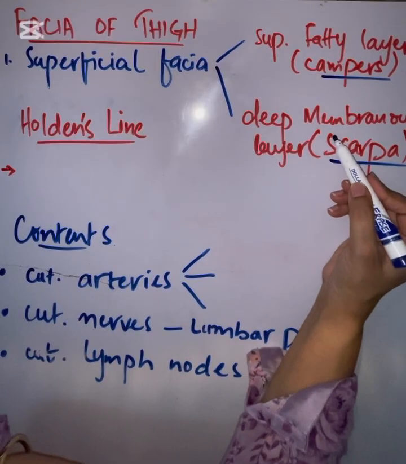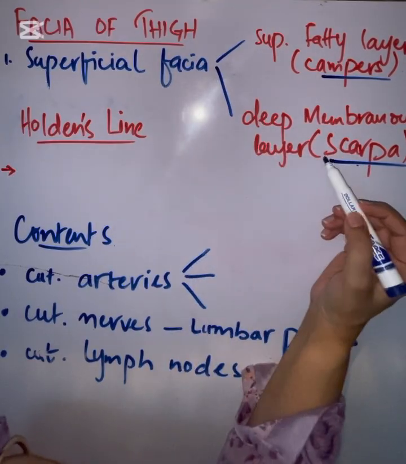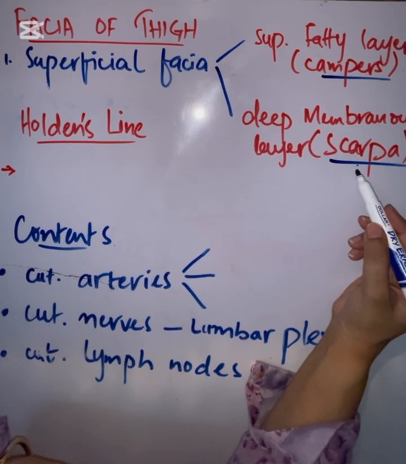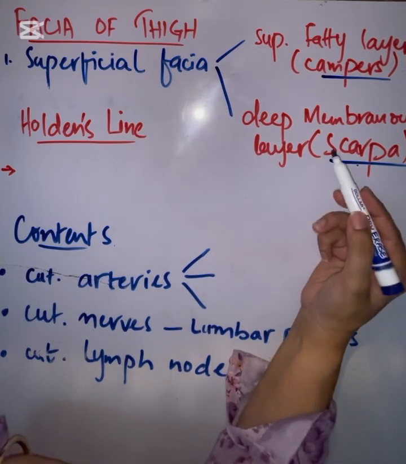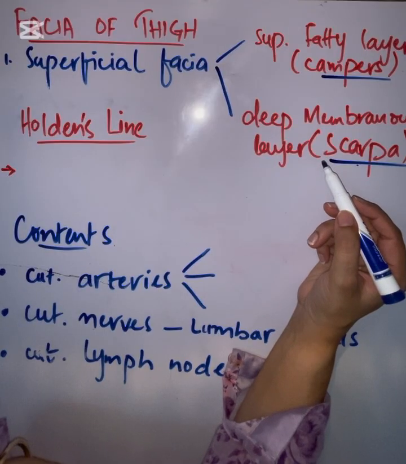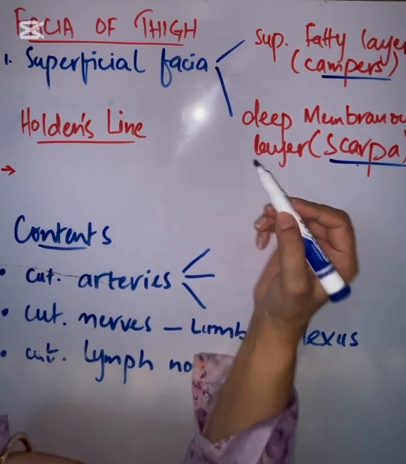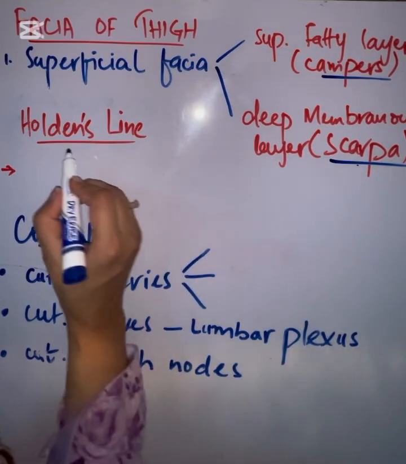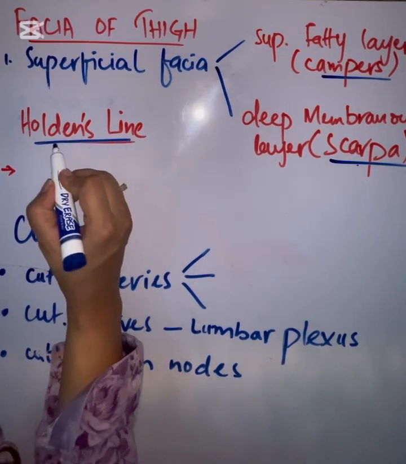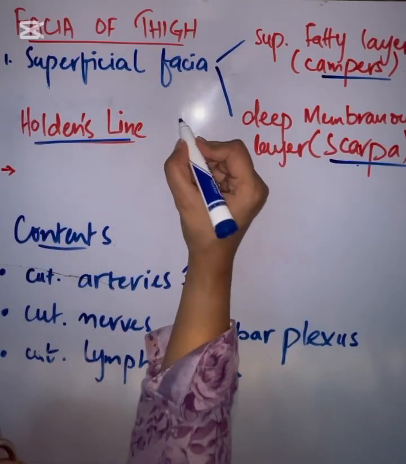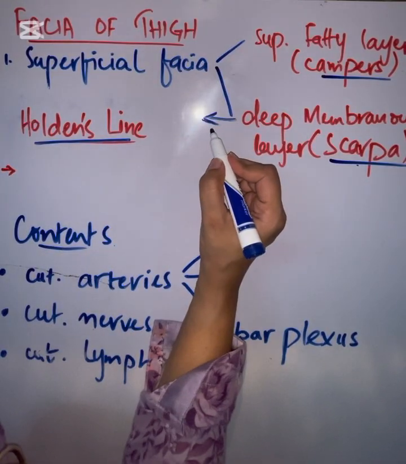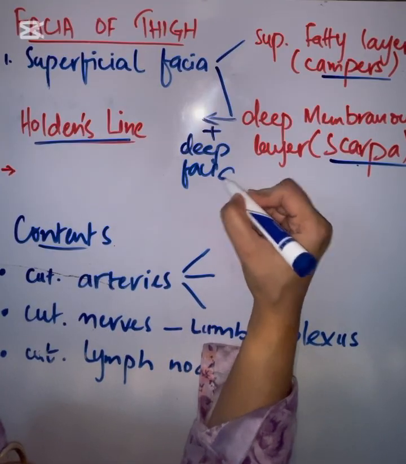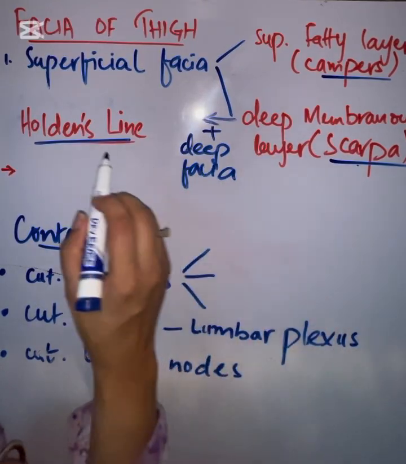Now, the deep layer of the superficial fascia, also called the Scarpa's fascia, is loosely attached to the deep fascia, which is underlying the superficial fascia. But there is a point in the region of the inguinal ligament where it is firmly adherent to the deep fascia. That area is called the Holden's line. So Holden's line is the area where the deep layer of superficial fascia plus deep fascia of the thigh are very firmly adherent.